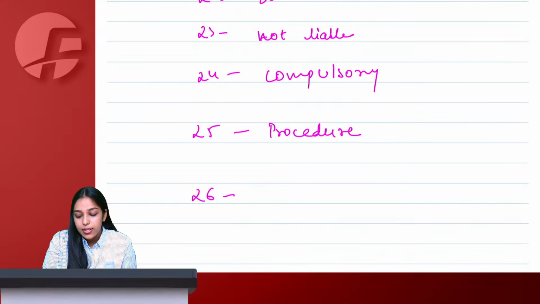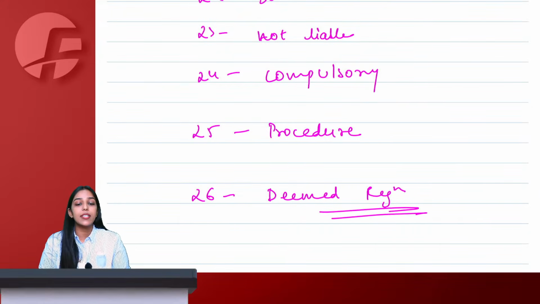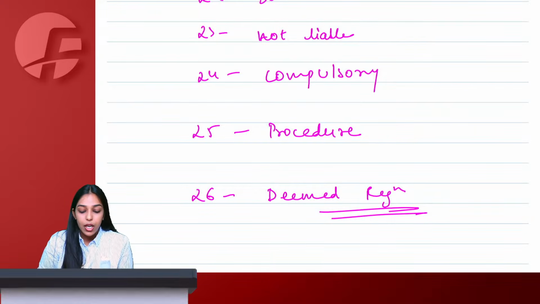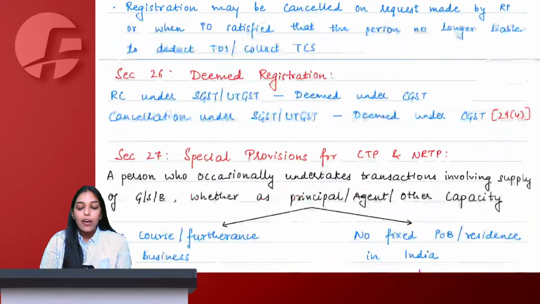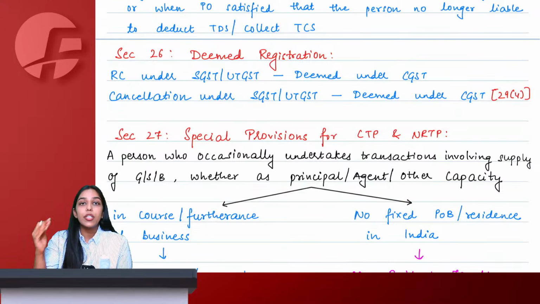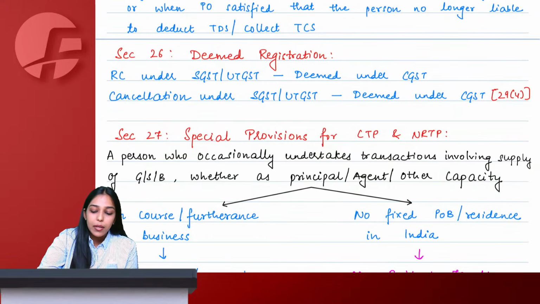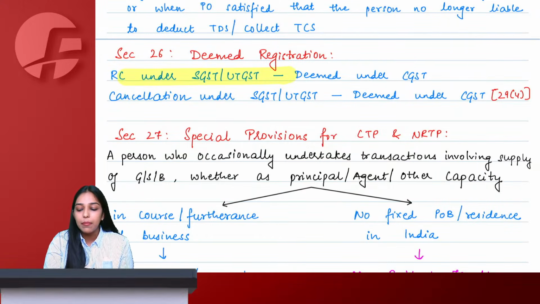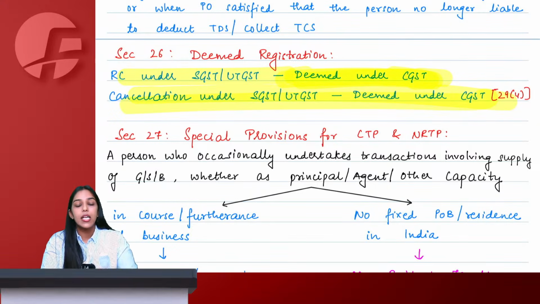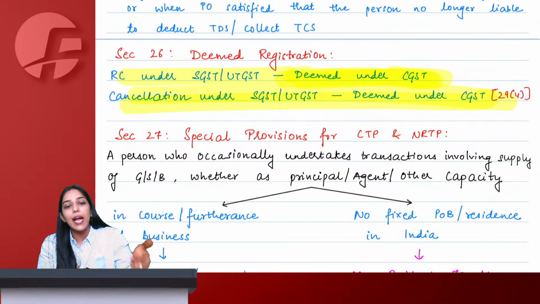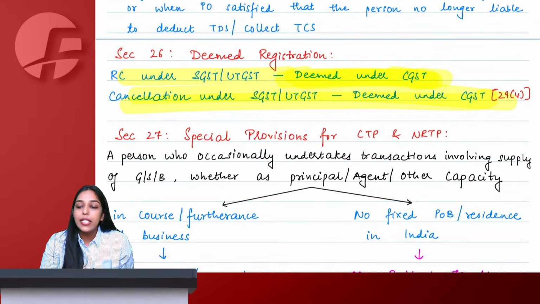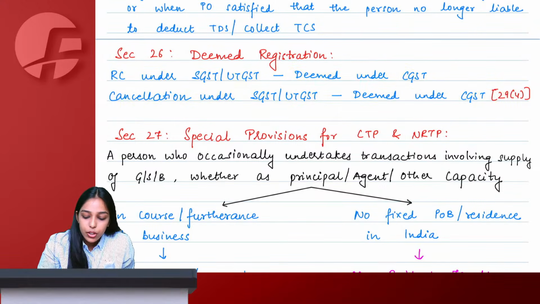Then section 26 says deemed registration, which means I do not have to do the entire procedure twice or thrice in all the acts. Once I applied in the SGST Act and have taken registration, I am deemed registered in all the other acts. Registered in one act, registered in all the acts. Cancelled in one act, cancelled in all the acts. Say yes or no, clear to everyone.